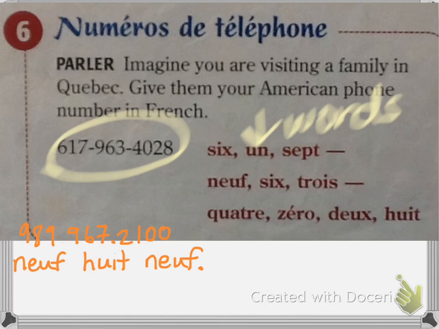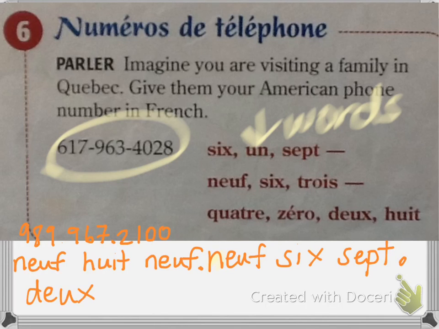So the school number is 989-967-2100. So we have 9, 8, 9. Then I would write 9, then 9 again, 6, 7, 2, 1, 0, 0. And again, your choice.